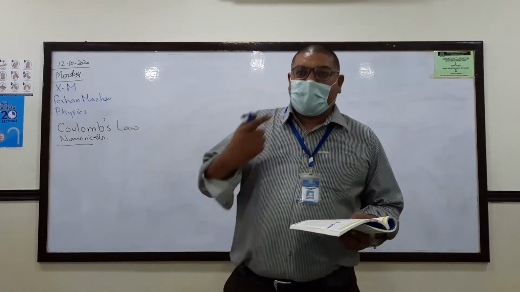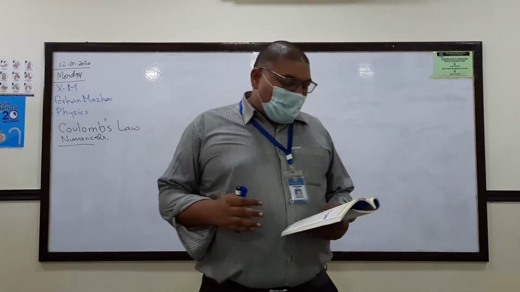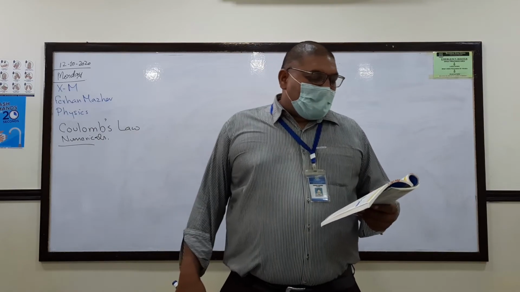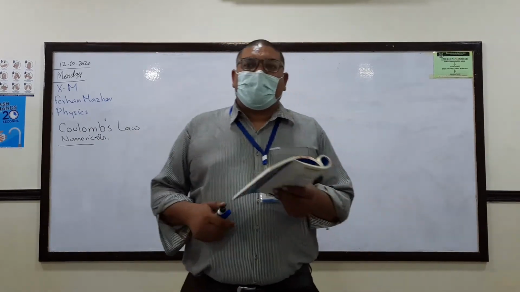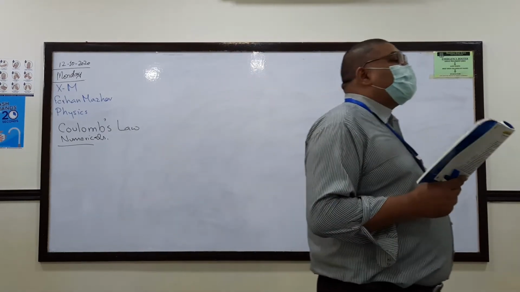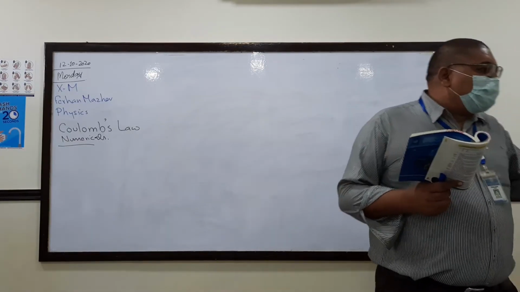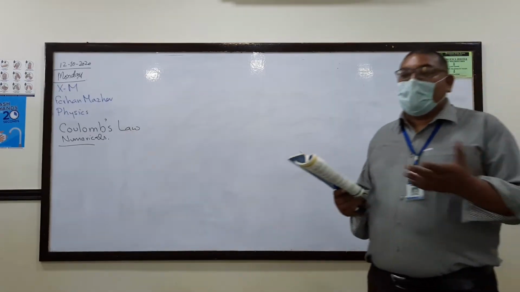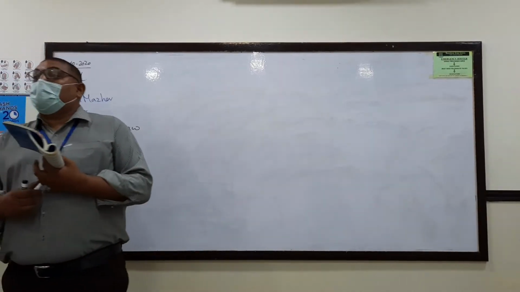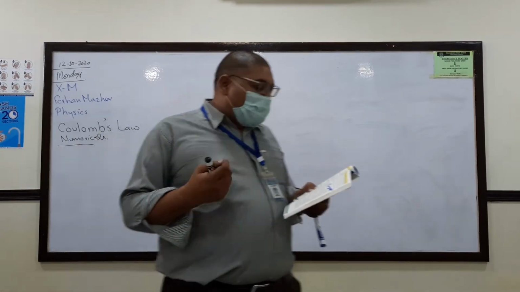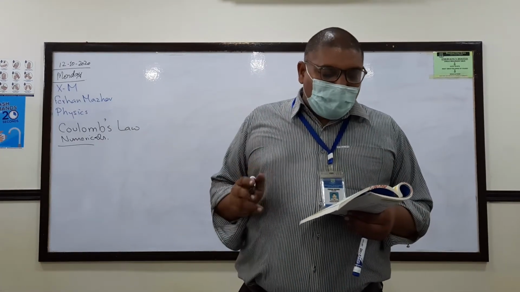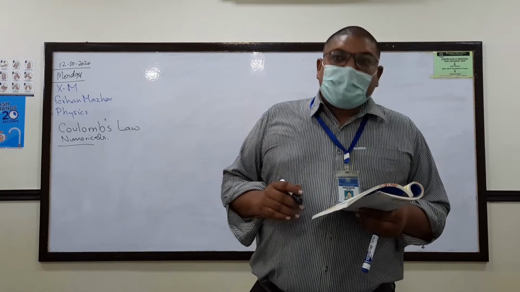Right now I am with the 10 metric class and we are working on chapter number 13 of 10 metric physics. Today in this video our target is to do two numericals in the exercise. They are related with Coulomb's law. In our last lecture we have already studied Coulomb's law and done two numericals, 13.1 and 13.2. Now today we are going to do 13.3. Somebody will like to read?